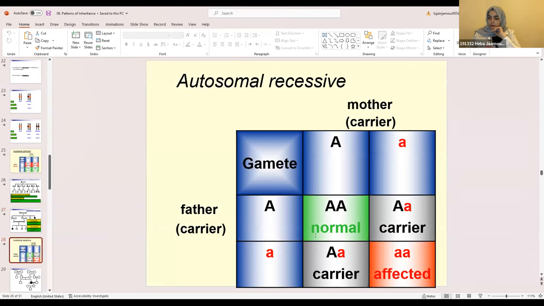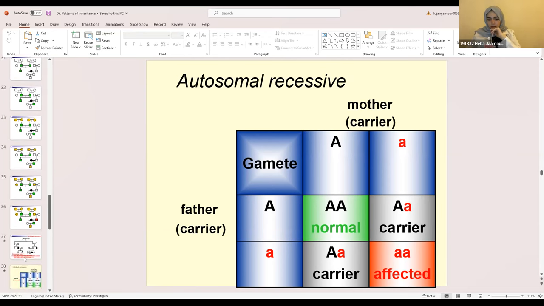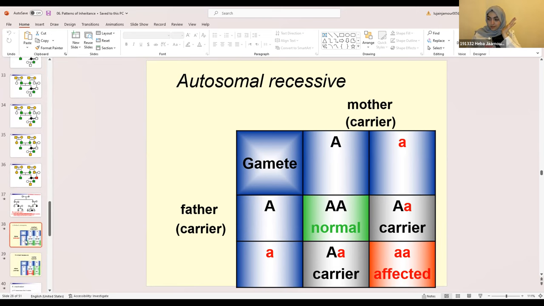Again, you draw this again. Because it's recessive, you know that one affected allele is going to give a carrier, two affected alleles are going to give an affected or diseased individual, and no affected allele is normal. So 25% chance if both of them are carriers. So anyway, if you're confused, you draw this, you get your answer. Okay. This is for autosomal dominant, autosomal recessive. Any questions?